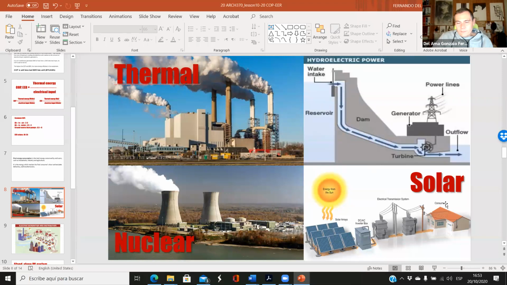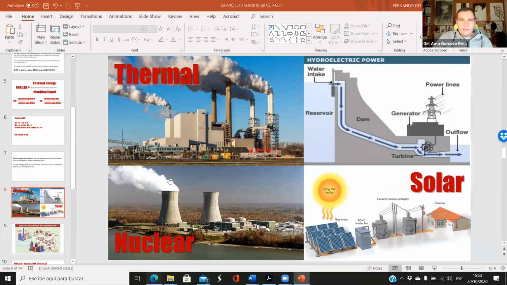And then we have the solar. We can have solar or we can have wind turbines. This is clearly renewable. But again, we can have solar plants somewhere, and then we have to transport this energy, this electricity, to the house or the city or the neighborhood or whatever. So it's always the same. We generate electricity somewhere, and then we have to transport and deliver that electricity.